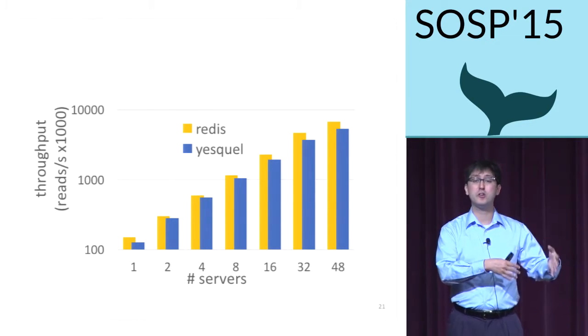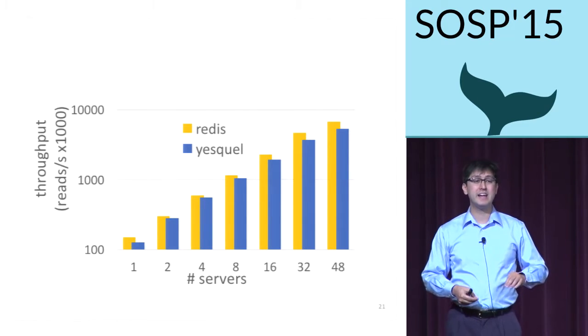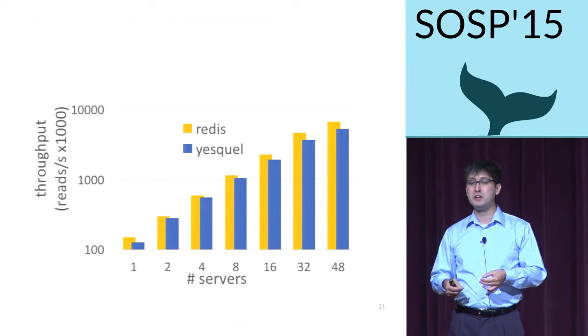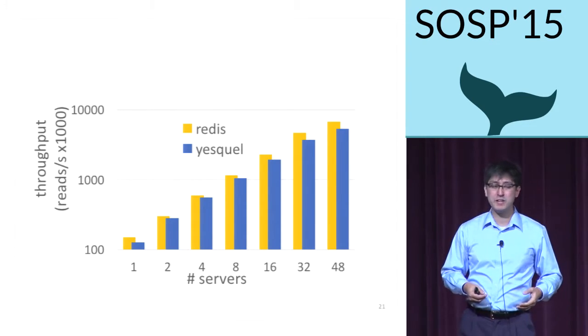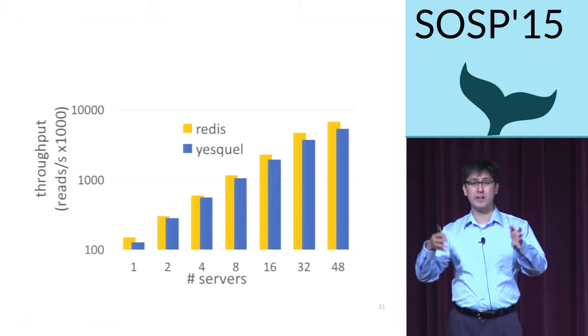The paper has other operations. This is just read operations. And in Redis, we execute a read operation by doing a get on a key. And in Yesquel, we execute a read operation by doing a select star on a table where the key equals k.